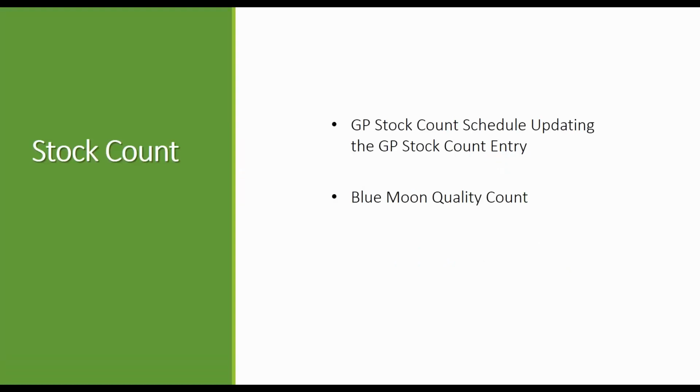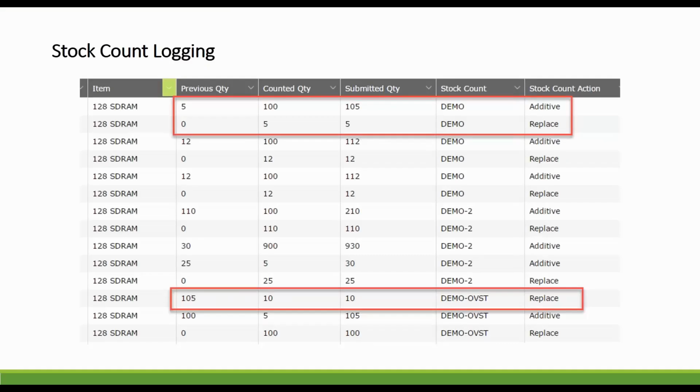I touched briefly earlier on stock count. Panatrack does integrate with the GP stock count schedule, as well as things like the Blue Moon quality count. Our stock counts occur in real time in the warehouse. There's no more writing it down on paper, hoping somebody can read the check marks and the ones and the zeros. Now we capture it on the scanner, and we log it in real time on the Panatrack portal.